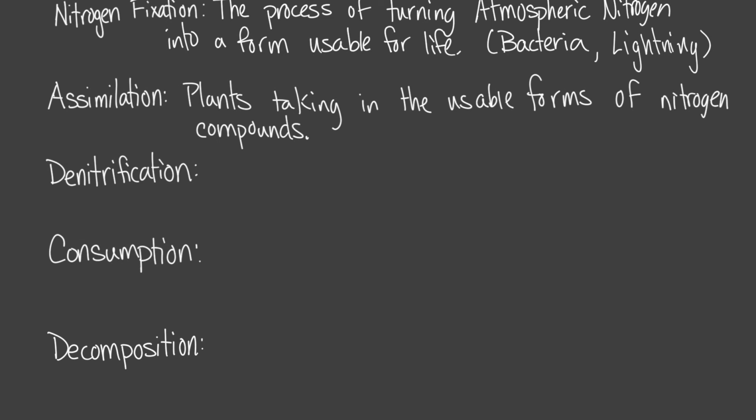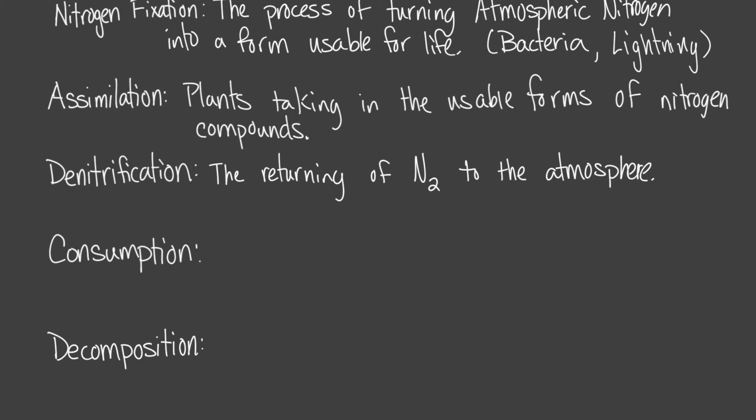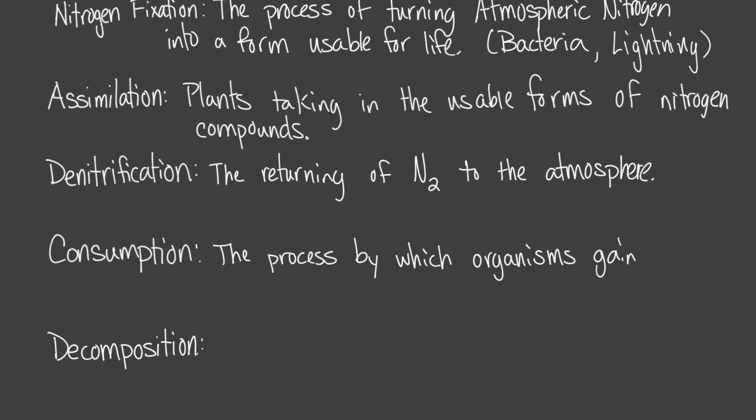And we will just say it is the returning of atmospheric nitrogen to the atmosphere. So we get that nitrogen gas back into the atmosphere. And then the last two terms you should be very familiar with from the carbon cycle. Consumption. The process by which organisms gain their nitrogen through eating. So animals like you and me have to eat food to get the nitrogen that we need.